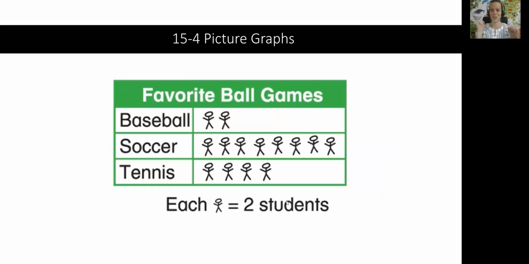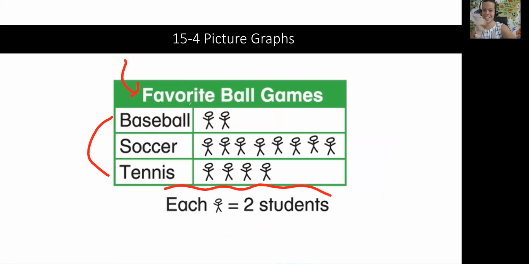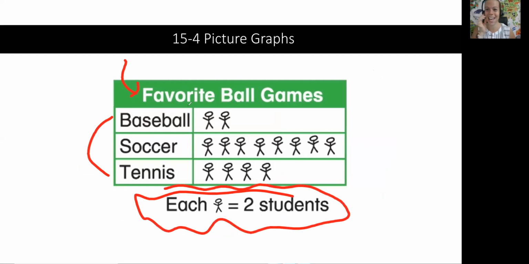Now, here's a challenge. What if I changed something? What did I change? We have the same amounts, same title, but look at the key. Now, how much is each little stick figure worth? 2. So now we have to count by twos in order to find the total.